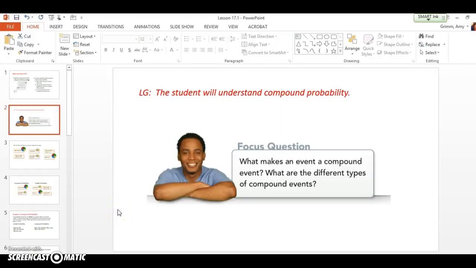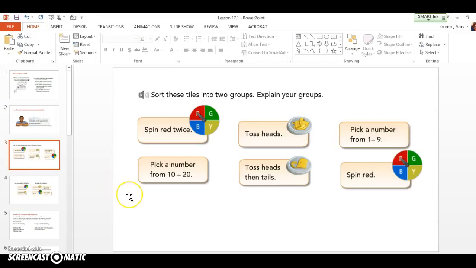Learning goal for today: the student will understand compound probability. Go ahead and take these slides and divide them into two groups. All right, go ahead and tell me, what are some of the different groups that you thought of when you were doing this?